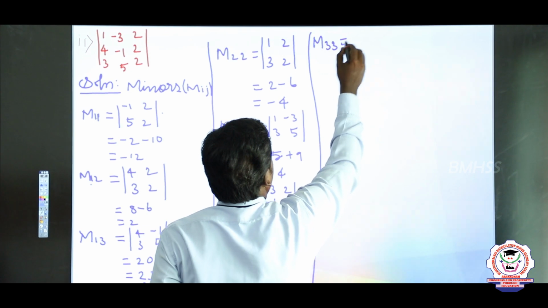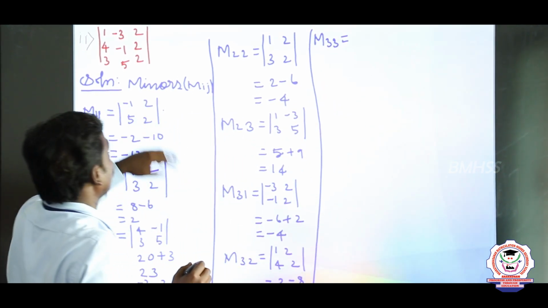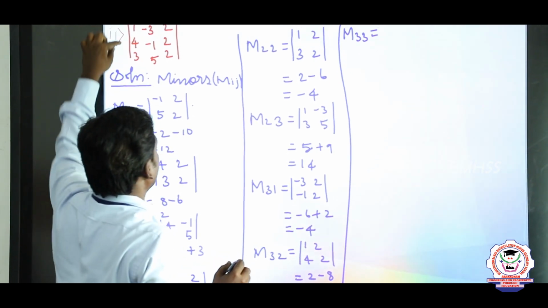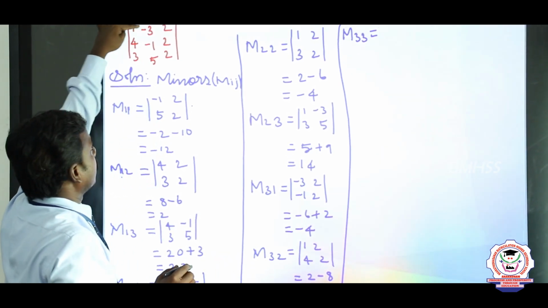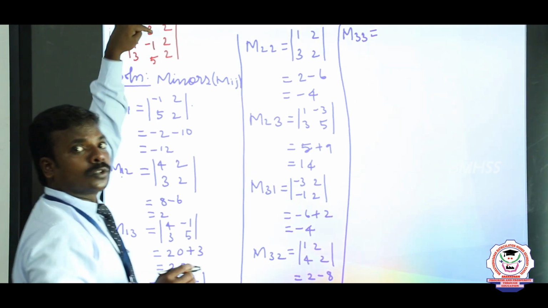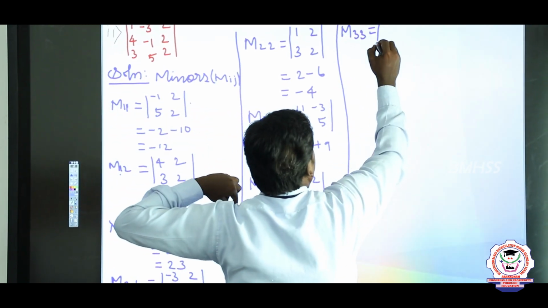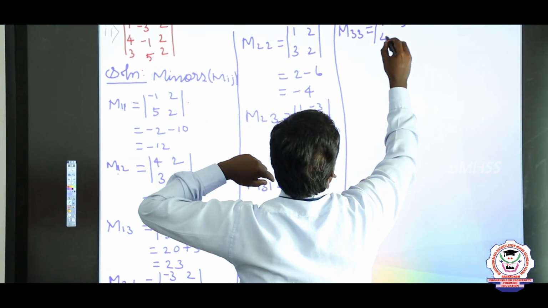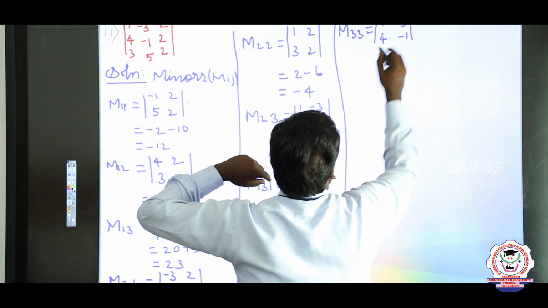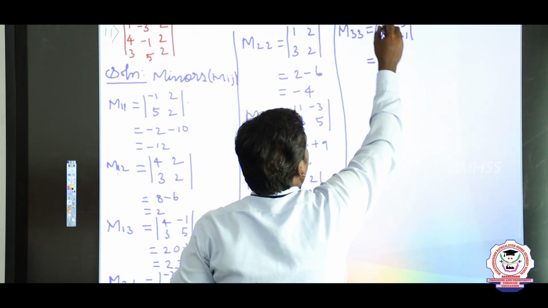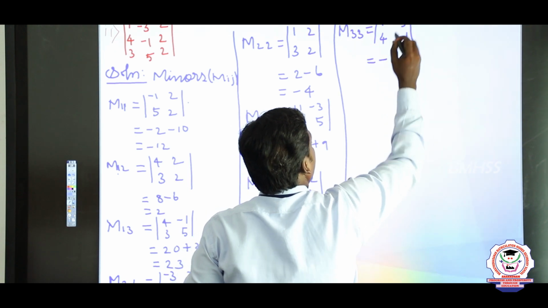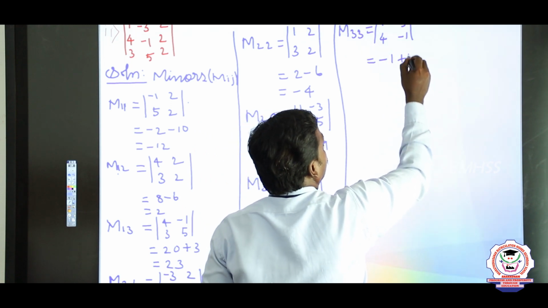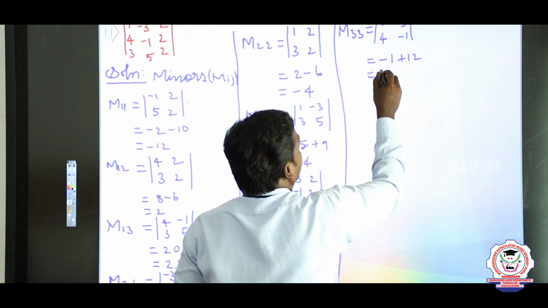M33. The minor of the position third row, third column, that is the minor of plus 2. So omit the third row and third column. The remaining elements are from the first row 1, minus 3, from the second row 4, minus 1. The determinant of this matrix: 1 into minus 1 minus... already one minus is there, so minus and minus is plus 4 3s are plus 12. So 12 minus 1 is plus 11.